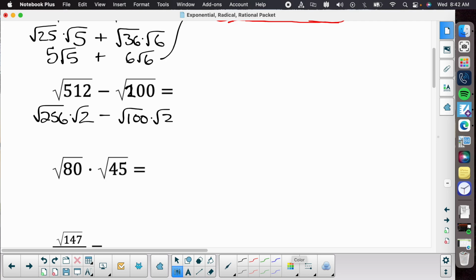Square root of 256, I don't have it written up there, but it's a perfect square, the number 16. So I would write this as 16 square root of 2. What do I do with the next one?